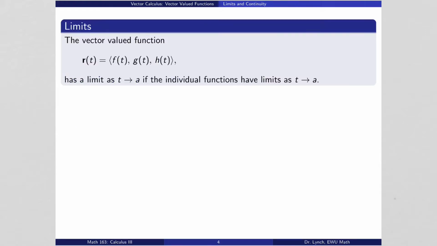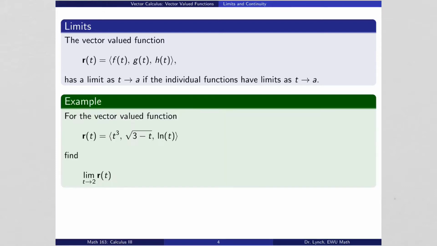Here is the first section. We say that the vector-valued function r has a limit as t goes to a if all the component functions have limits as t goes to a. So the idea here is that we'll take limits of f, g, and h individually. If all three of those things have limits, then we say that the vector-valued function r has a limit too. You're welcome to use all of your Calc 1, 2 knowledge to take limits of those functions f, g, and h. So here's an example.